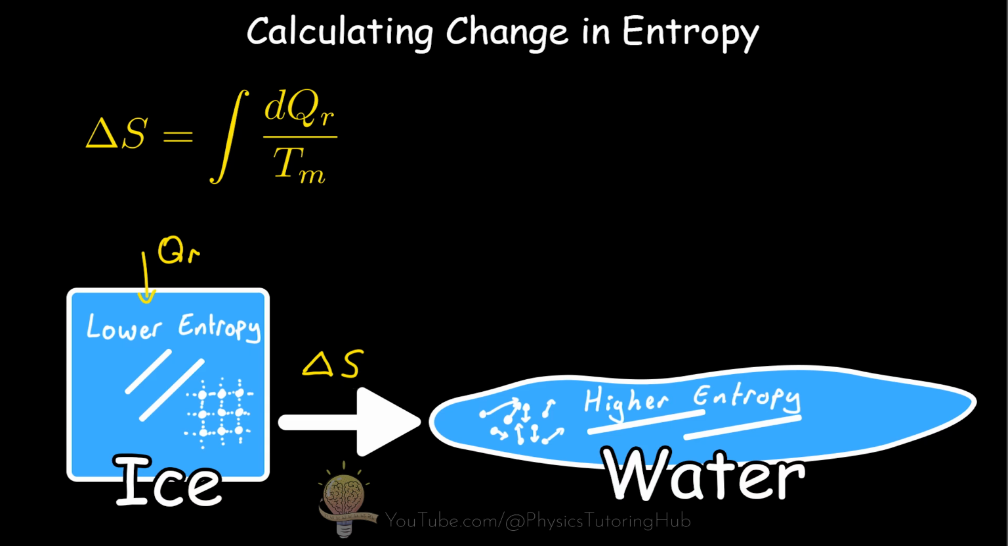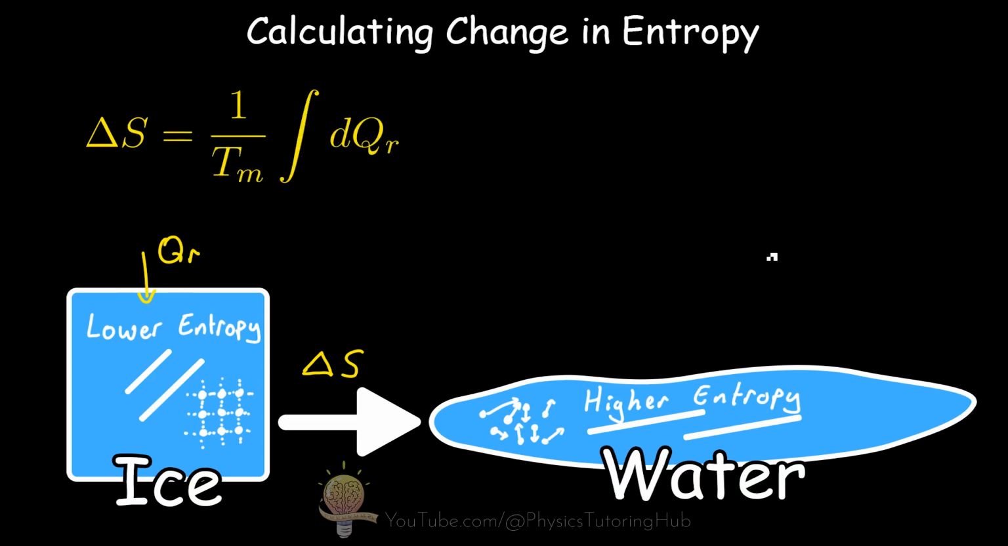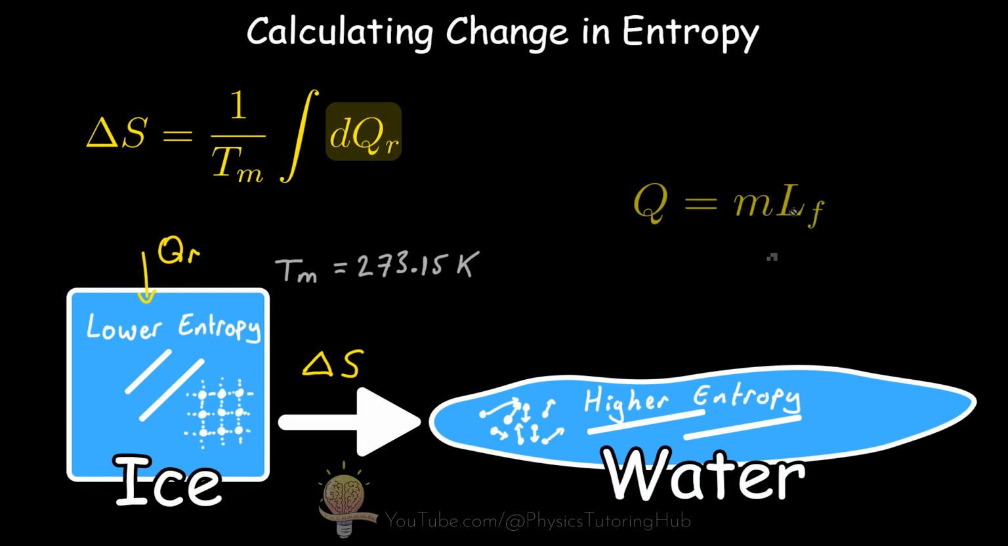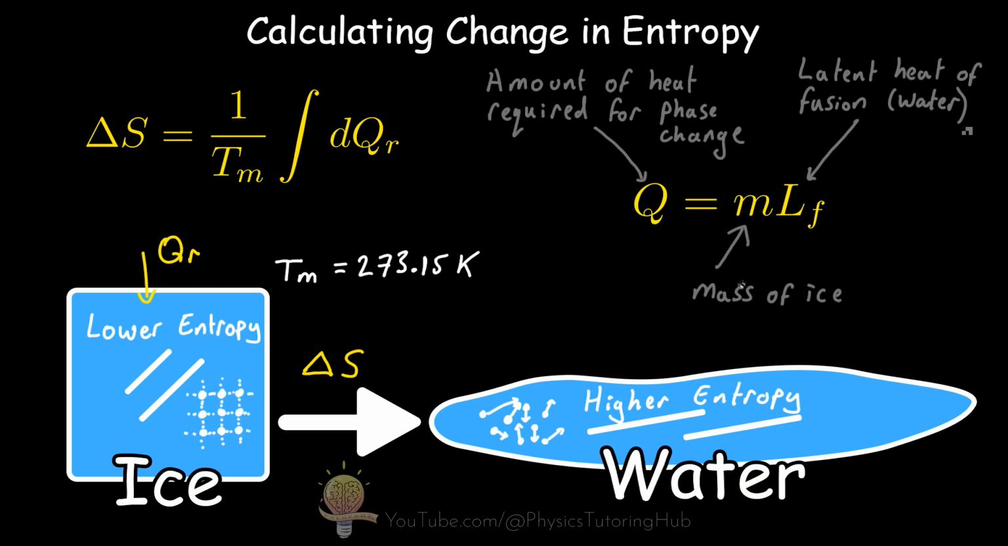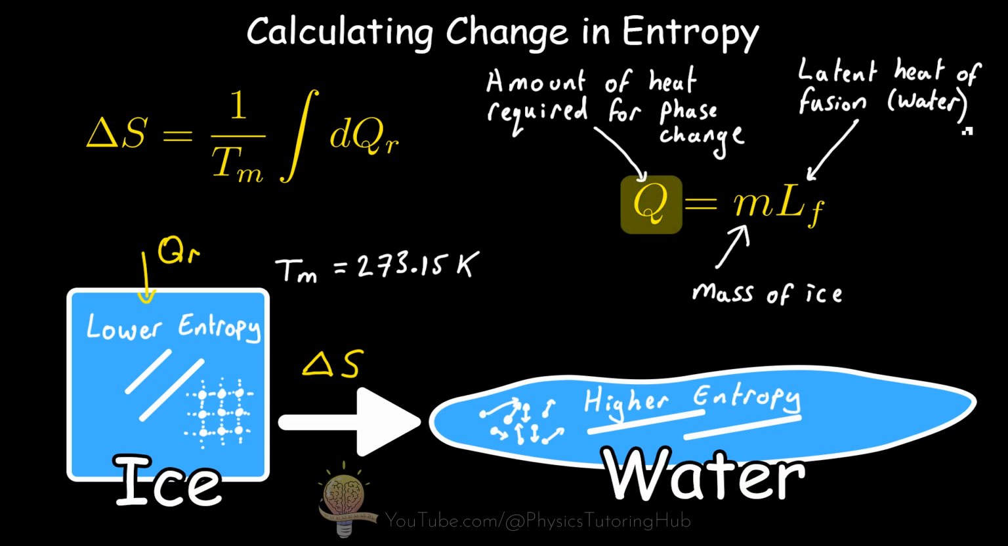We also know during a phase change, the temperature remains constant, so we can remove the temperature outside of the integral sign. Now, because we're approximating this as a reversible process, we can use the equation for the latent heat of fusion to work out the total amount of heat transfer required to fully melt a mass of ice. And this value would be positive when we're transferring heat into the ice.